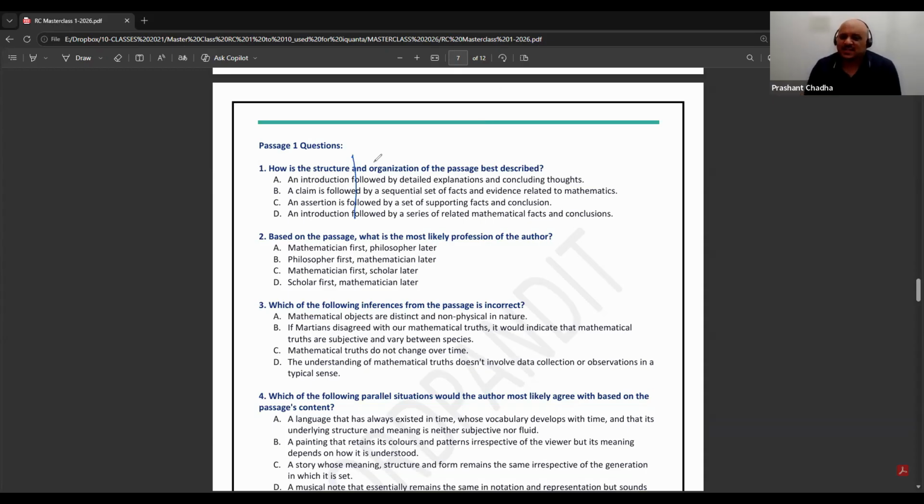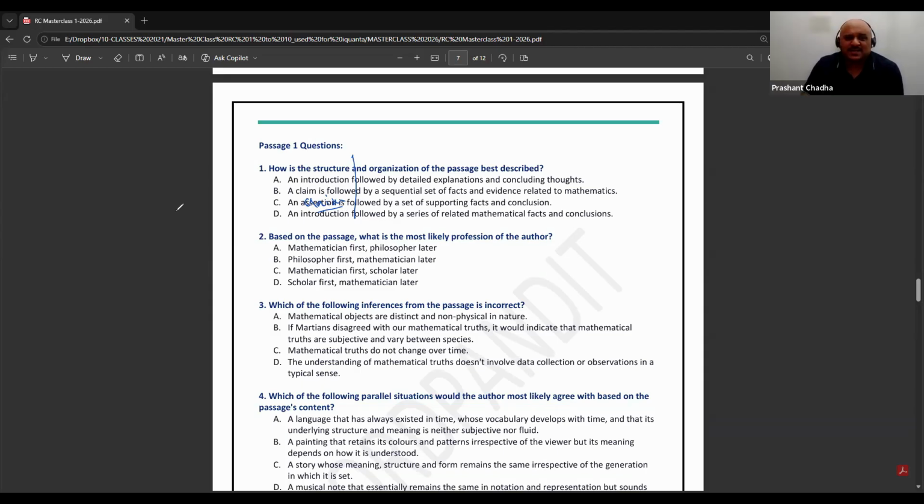Yes, assertion is a synonym for claim actually. When you make a claim, you assert something. So assertion is making a claim. So these two are actually similar. So you can replace this with claim, right? Followed by a set of supporting facts and conclusion, right? Now, first thing that I've got to decide is whether this is an introduction or whether this is an assertion.